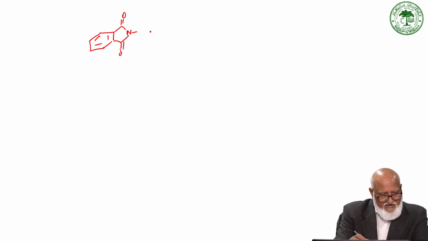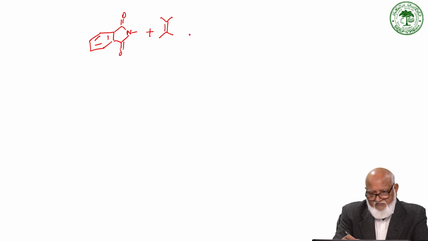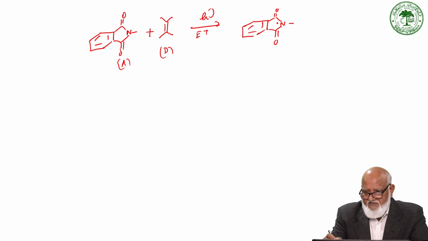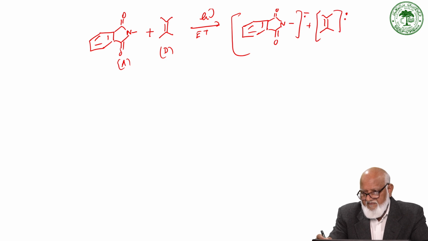Similar reactions have been carried out not only with anthracene but also with another system, a phthalimide. If you have a system like this, this carbonyl is acting as an electron acceptor, and the other partner is acting as a donor. In the presence of light, electron transfer takes place. Then we have of course a donor acceptor pair, a radical anion plus radical cation, donor acceptor pair.